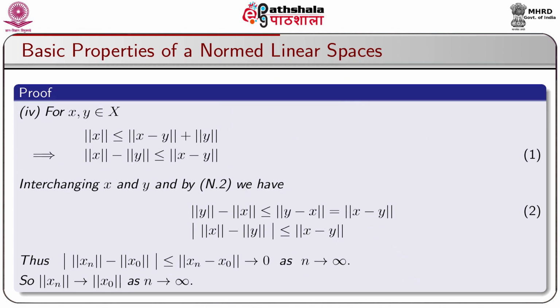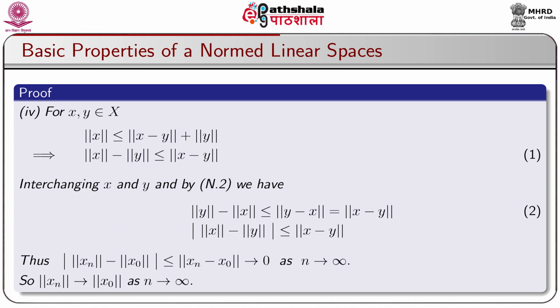For 4, the proof of 4: for x, y belonging to capital X, norm of x is less than or equal to norm of x minus y plus norm of y, by triangle inequality axiom number N3. So, this implies norm of x minus norm of y is less than or equal to norm of x minus y. Interchanging the roles of x and y, by norm axiom 2, we have norm of y minus norm of x less than or equal to norm of y minus x, which is equal to norm of x minus y.